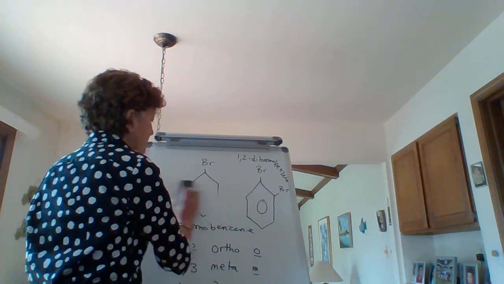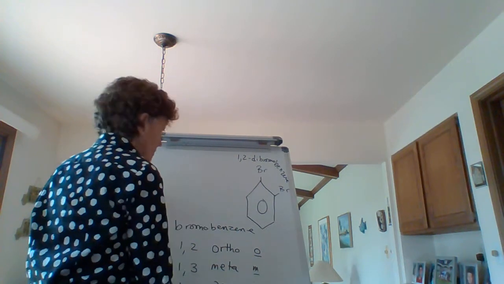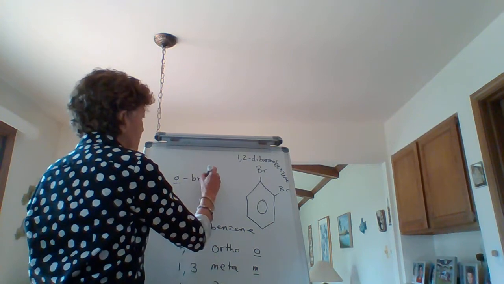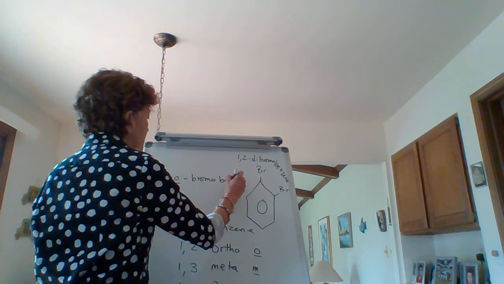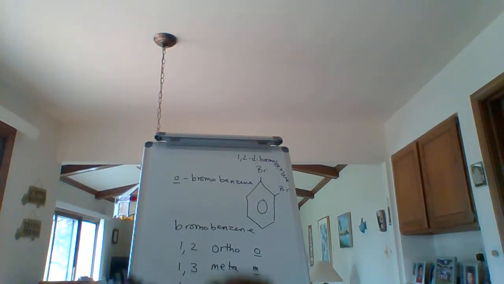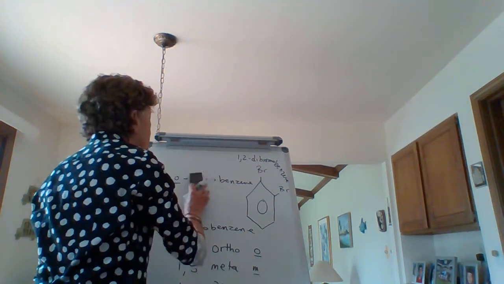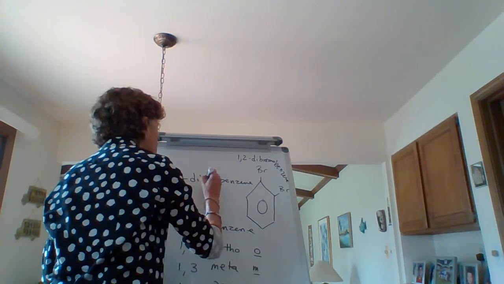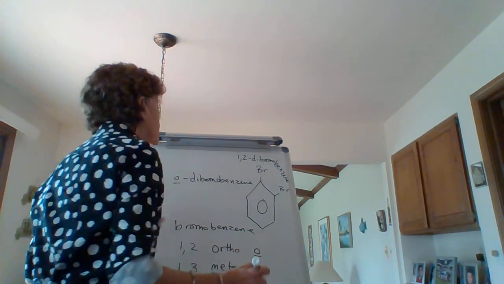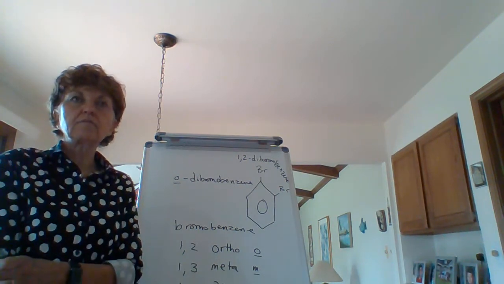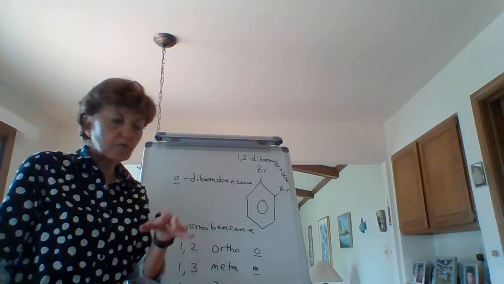So this over here, since they're on 1 and 2, instead of calling it 1,2-dibromobenzene, you can say ortho-bromobenzene. Actually, we should probably write the dibromo because we got to make sure everybody knows that there are 2 bromos. Ortho-dibromobenzene. So basically, the ortho just is in place of the 1, 2.